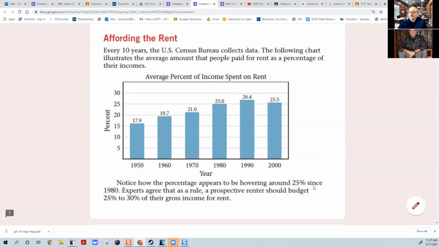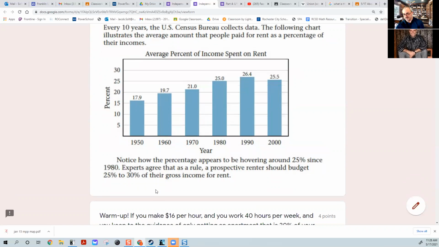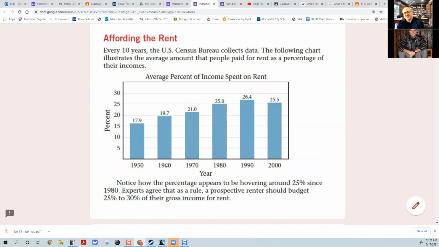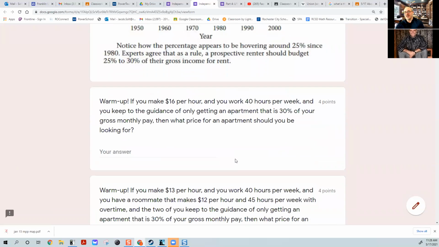Notice how the percentage appears to be hovering right around 25% since about 1980. Experts agree that as a rule, a prospective renter should budget about 25 to 30% of their gross income for rent. So that's generally the average advice that we tend to say, that no more than 30% of your income should go towards rent. If your apartment costs more than 30% of your monthly income, then you need a different apartment, or you need some roommates, or you need some more income. One of those things needs to happen, right? You don't want to get a situation where half your money is going towards rent. That's just not a very financially sustainable situation.